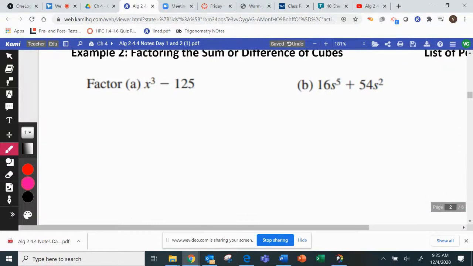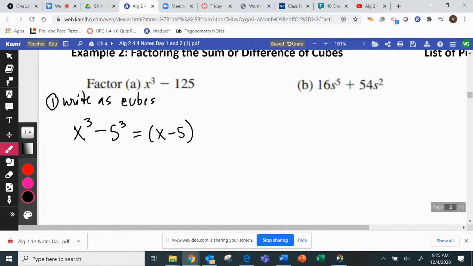Okay, so we're going to factor x cubed minus 125. First thing you want to do is write it as cubes. So x cubed is already written that way. 125 is what to the third power? Just put it in the list. 125 is 5 to the third power. To factor this, we just take the x minus 5 and we write it as the first parenthesis. What was to the third power? The x and the 5.